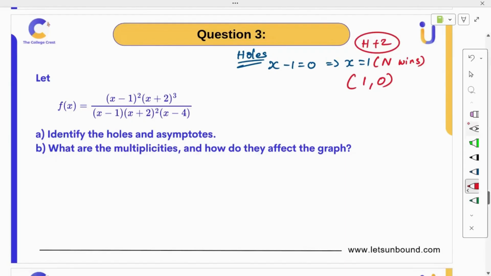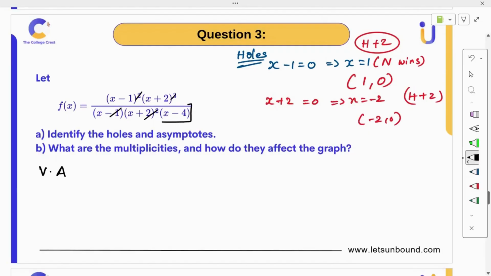Now, x plus 2 also cancelled out, common. x plus 2 equals 0 and x is equal to negative 2. This is also a hole plus 0. Okay, so (negative 2, 0). And this holes part is done. Vertical asymptote. What is left over? So this will be cancelled. This will be cancelled. The leftover denominator will be x minus 4 and it will be x is equal to 4. Now coming to B. What are the multiplicities?